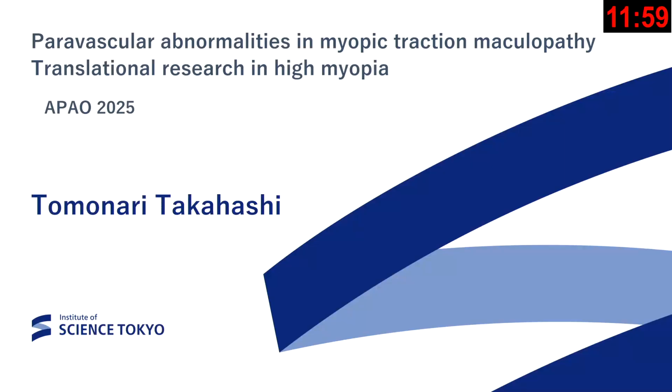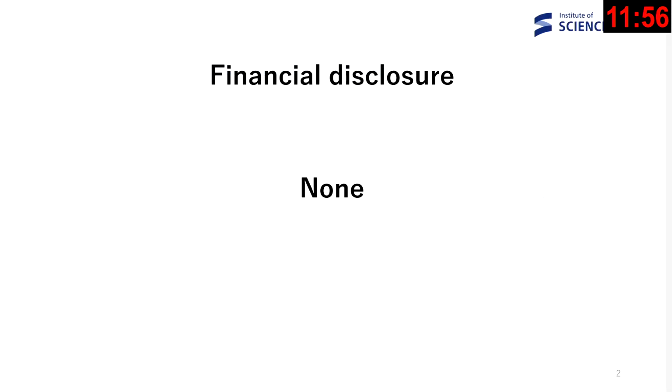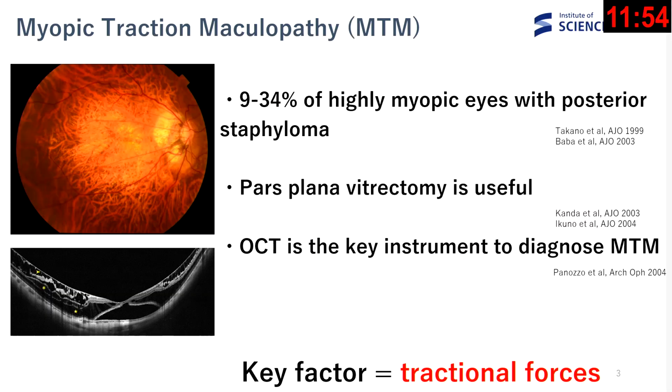Today I'm going to talk about paravascular abnormalities in myopic traction maculopathy. Myopic traction maculopathy, MTM, is a schisis-like thickening of the retina in eyes with high myopia. MTM includes lamellar or full-thickness macular hole and foveal retinal detachment. It is estimated to affect 9 to 34% of highly myopic eyes with posterior staphyloma.